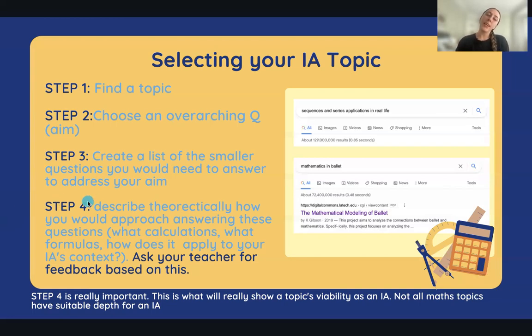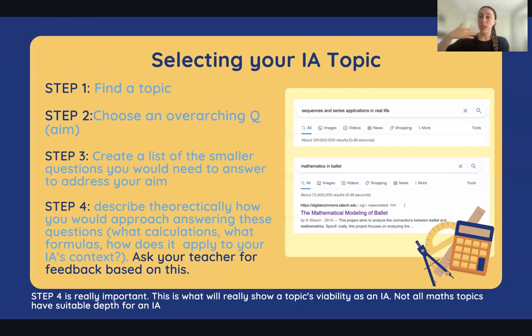And then step 3 is to create a list of the smaller questions you would need to answer to address your aim. So if my aim is to figure out the probability of me scoring above a certain score in a game of bowling, then I would need to figure out my probability. So my little list of smaller questions is, what is my probability of getting a strike? What's my probability of getting a spare? What's my probability of getting a 9 or an 8 or whatever the other scores are? It's been a while since I've done my IA. And then start to think about other ways that you could expand it.